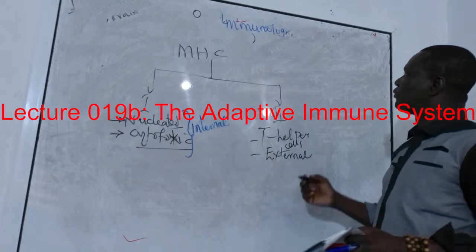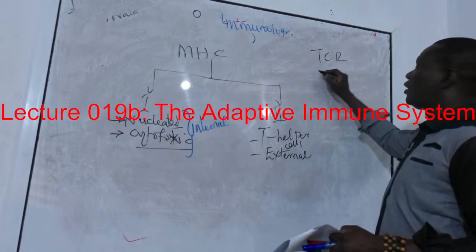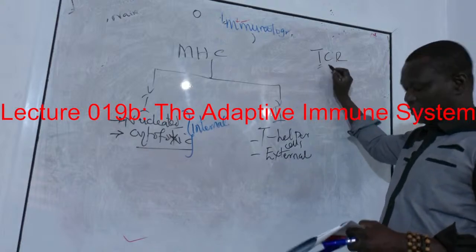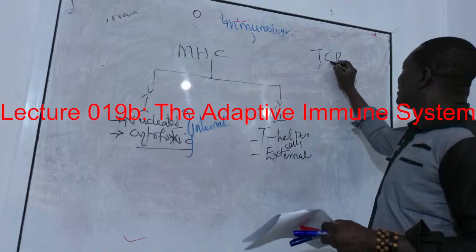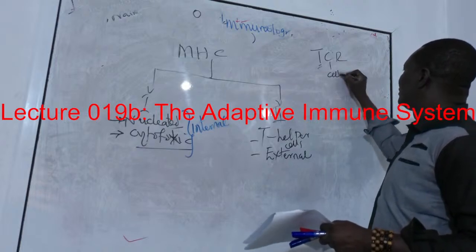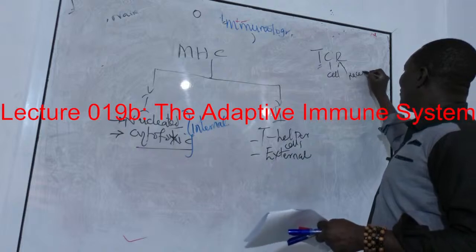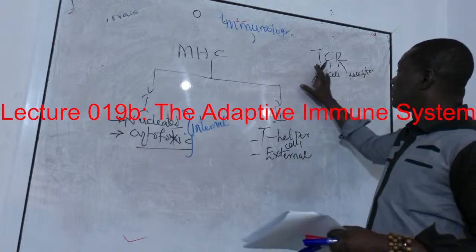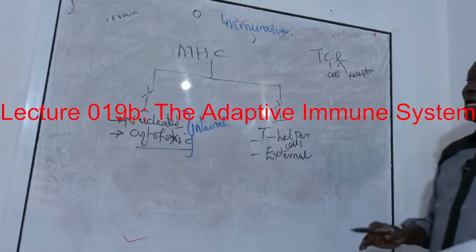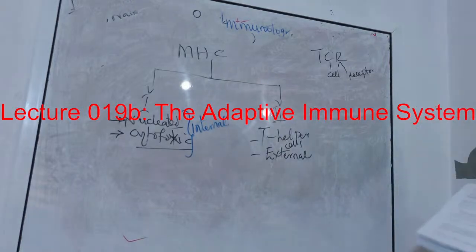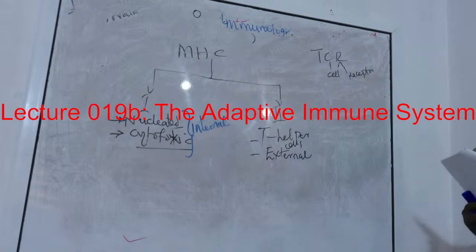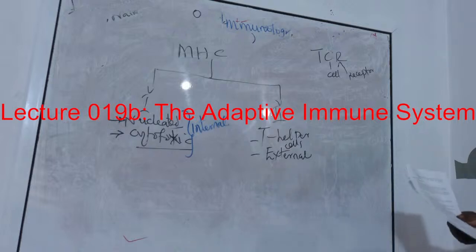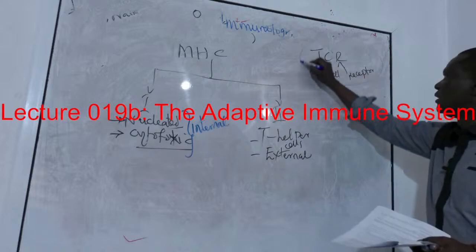So what normally happens is that there is something we call TCR. TCR is T cell receptor. All these are very, very important in the design of an effective vaccine for any ailment, and by the time we start considering bioinformatics vaccine design, we are going to see more of this T cell receptor.